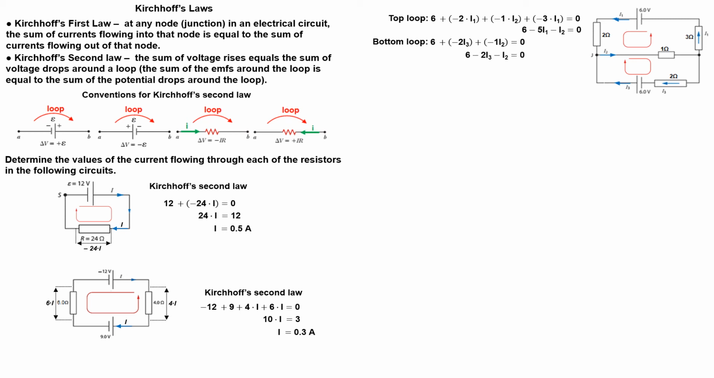Unfortunately, we get two equations for three unknown currents. So we need a third equation to solve the system, and the third equation comes from Kirchhoff's first law. This law states that at any node in an electrical circuit, the sum of currents flowing into that node is equal to the sum of currents flowing out of that node. We can express this law mathematically at node J as follows.